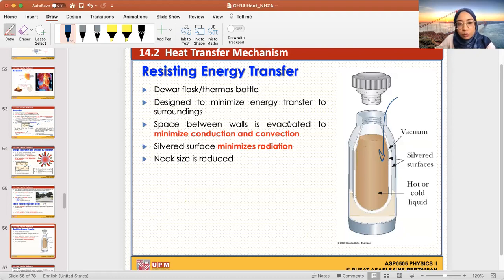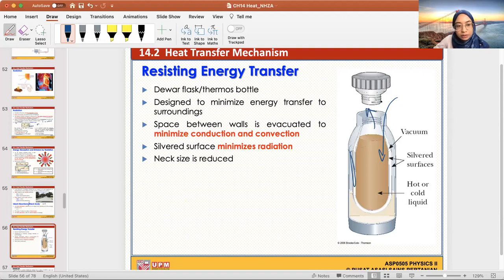The space between the walls is evacuated to minimize the conduction and convection. Maksudnya kat sini, it's almost like vacuum, almost, tapi adalah air. It's almost like vacuum to minimize convection and conduction so that less molecules can collide, less molecules can move about, so that heat transfer is minimized. And then silvered surface minimizes radiation. The neck size is reduced.